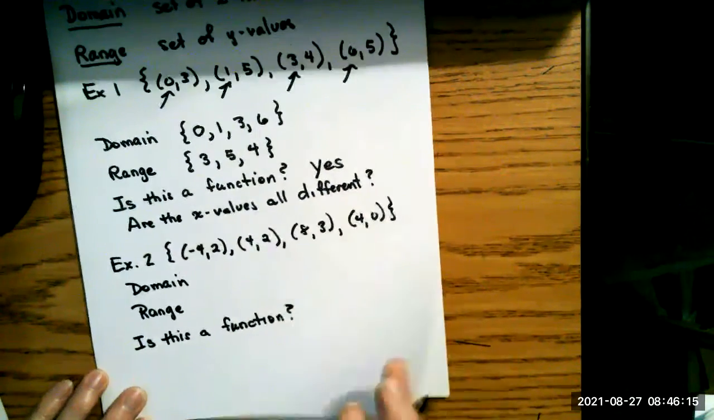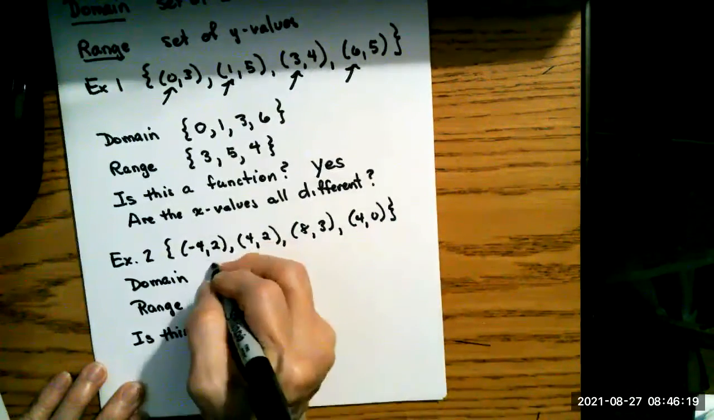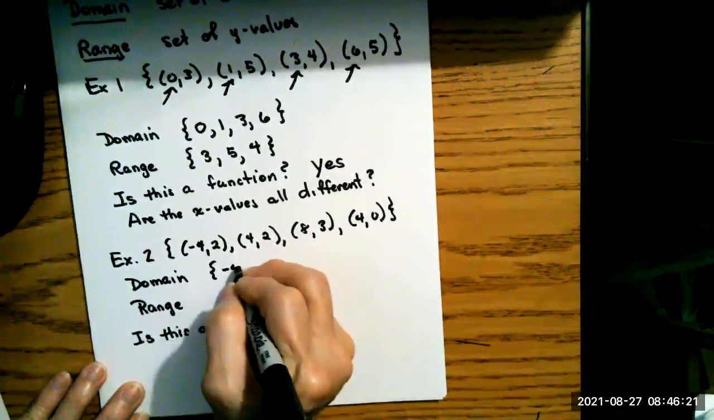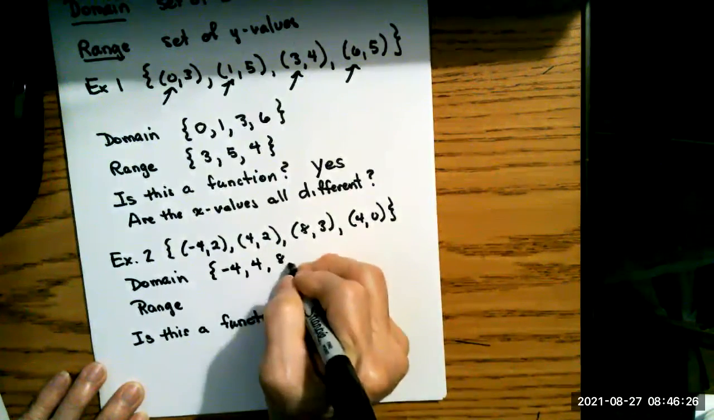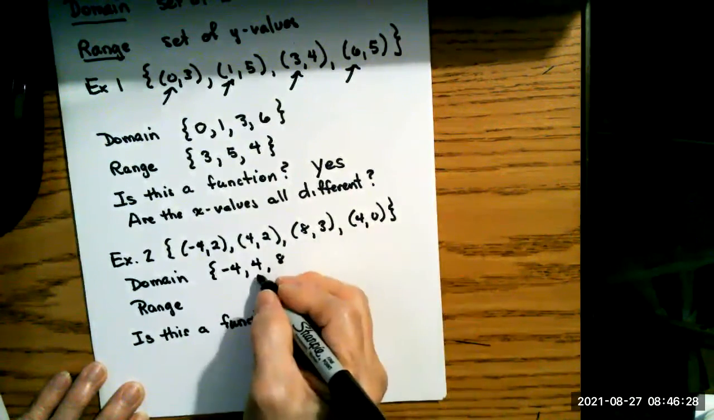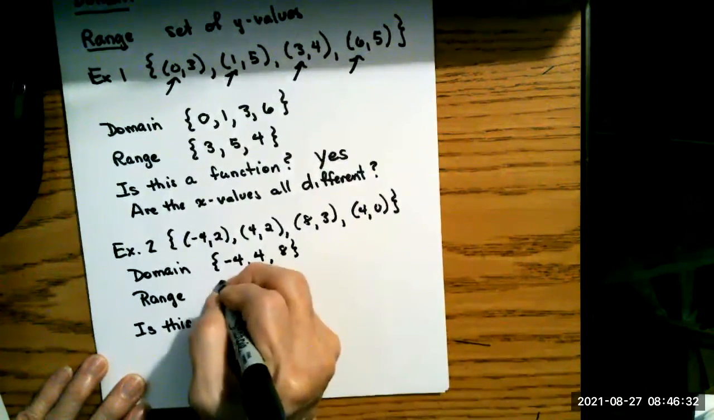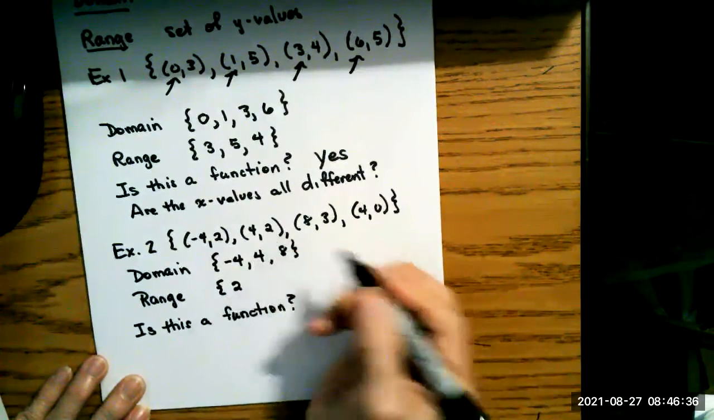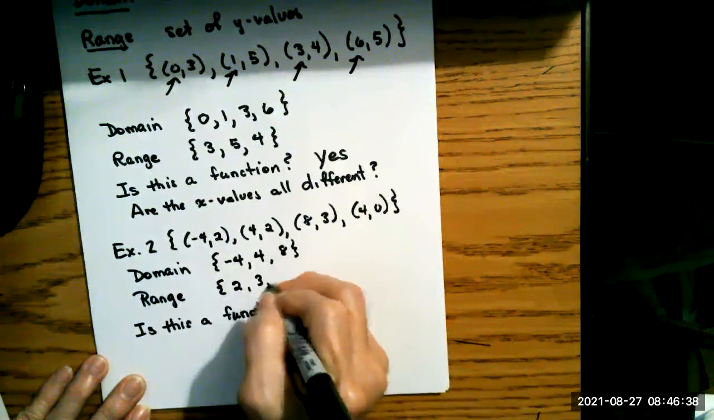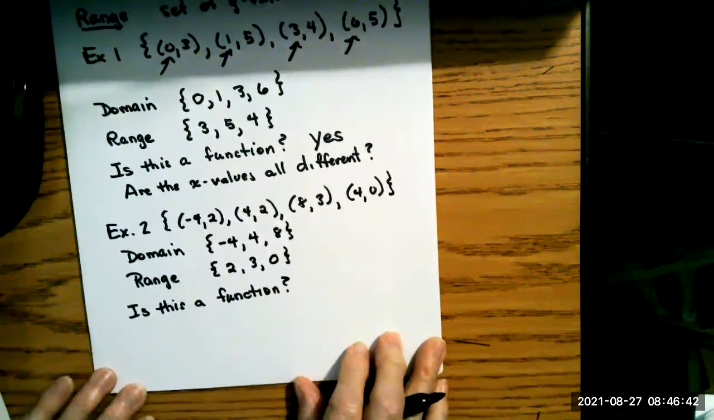Okay, so the domain, we'll go through here and just look at the x values. I have negative 4, 4, 8, and 4, but I already have 4 listed, so I don't have to rewrite that 4. The range would be 2, I already have the 2, 3, and 0. That's the set of y values.